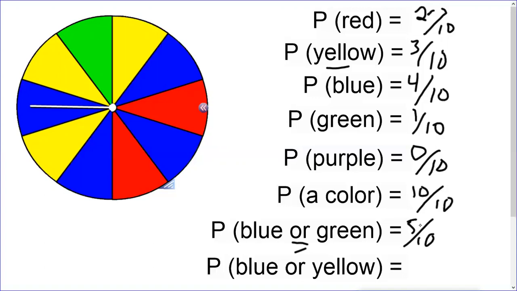What about blue or yellow? Now blue, there are 4. Yellow, there are 3. So you have a 7 out of 10 chance, 7 out of 10 probability that that'll happen, 70%. Well, let's just find out. It's likely that that will happen, and it did. I landed on yellow. That was very likely that that would happen.